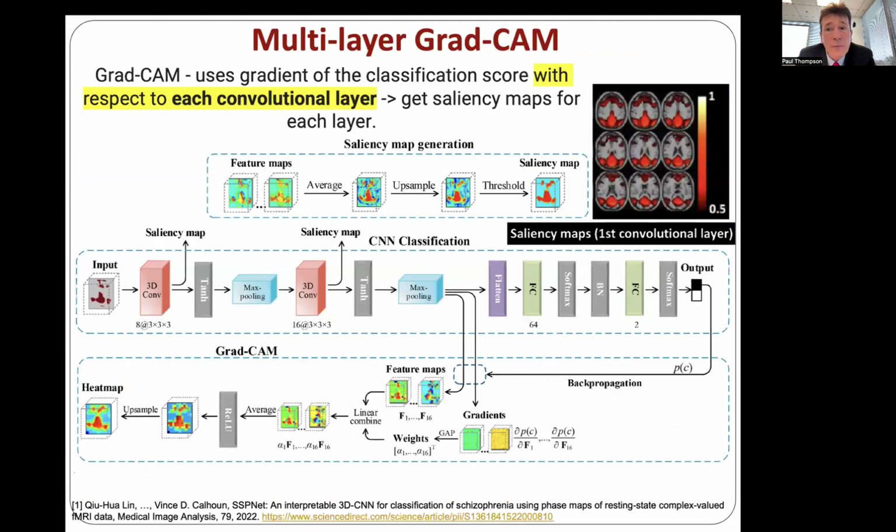So one variant of this is multi-layer Grad-CAM. So you go into the convolutional neural network, you do a gradient sensitivity analysis at each layer, and because the first layers have fine scale features and the last layers have large scale features, you can integrate and combine these saliency maps or even look at each one.